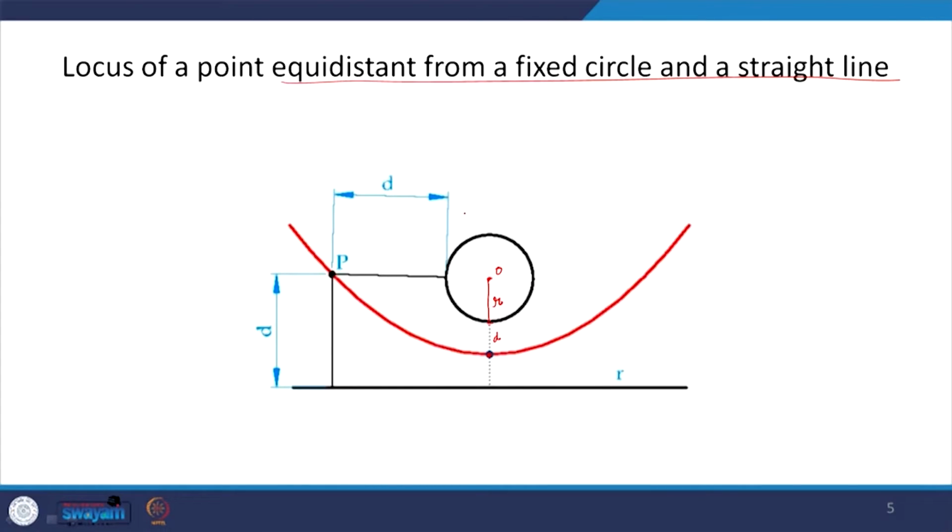It will move, but the center of the circle will not move. So, we will always take it r plus d, and then this remains d. That is what we are going to be taking. So, from this straight line.